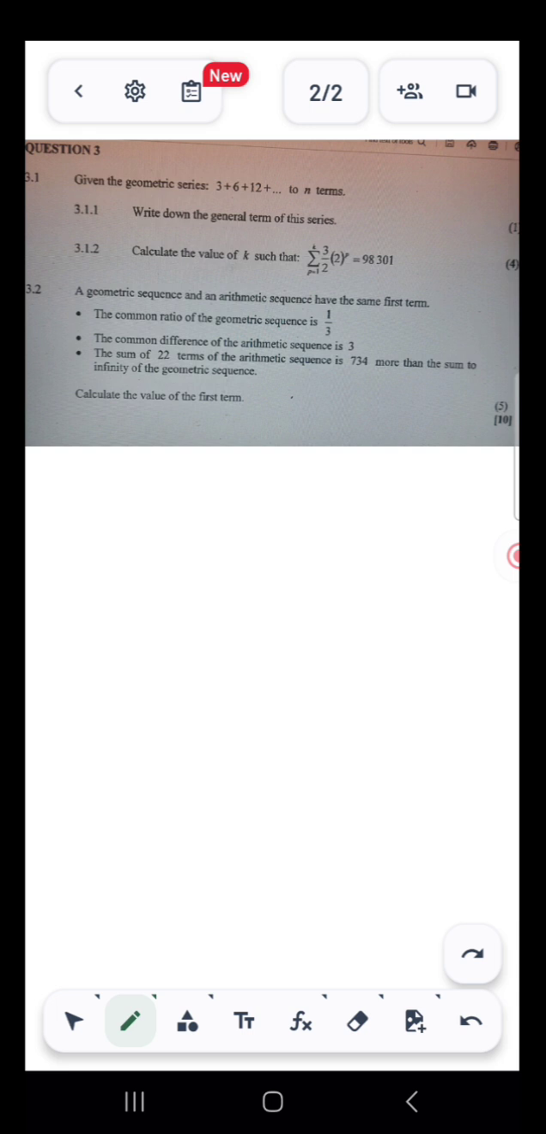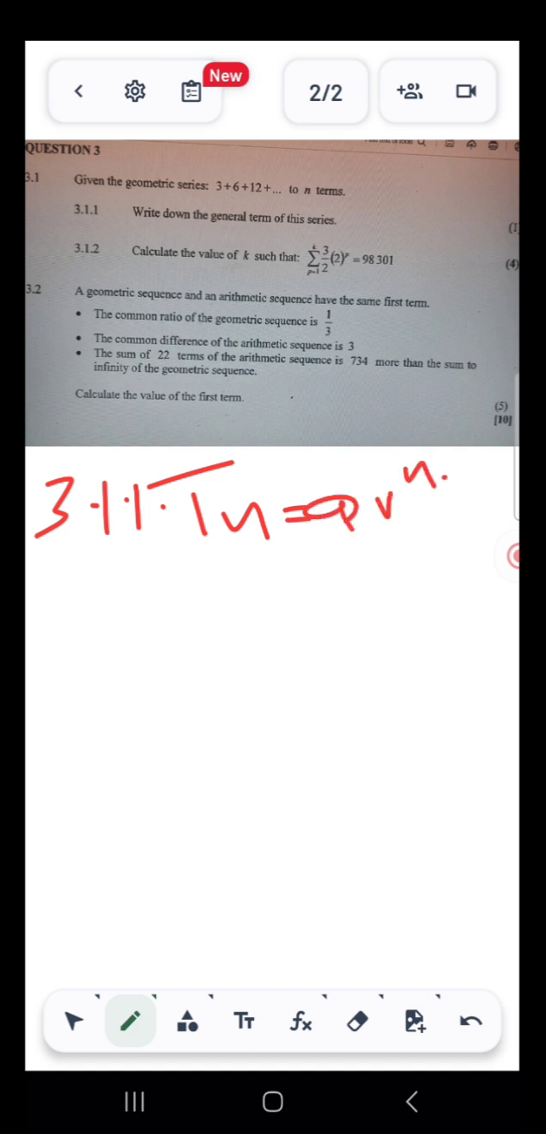The series is 3 plus 6 plus 12 to n terms. Write down the general term of this series. General term is grade 11 work. So 3.1.1, general term of a geometric series: Tn is equal to a r to the exponent of n minus 1. So our Tn will be equal to a, our first term, which is 3, and then r will be our constant ratio.